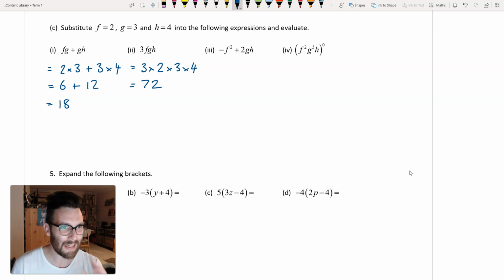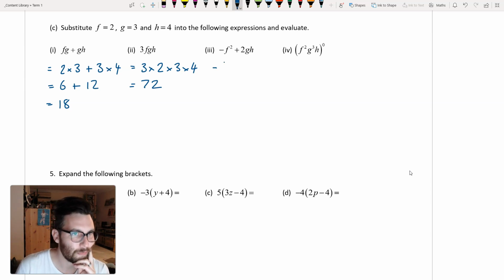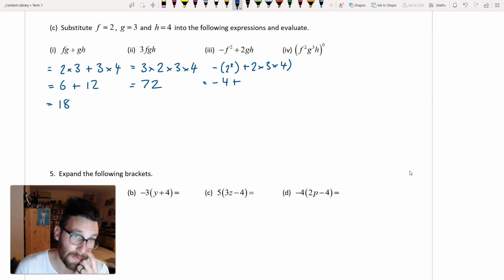Okay, next one, we've got negative f squared. So we're going to do negative 2 to the power 2 plus 2 times 3 times 4. Okay, so that's going to be equal to negative 4 plus 2 times 3 times 4. 2 times 3 is 6, times 4 is 24. Okay, starting off at negative 4, adding 24 gives you 20.